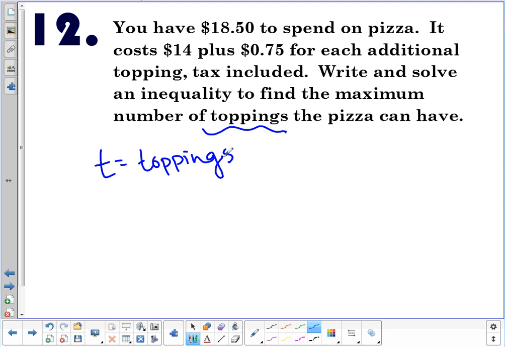So T is my number of toppings. Be careful when you use T. Some people just like to stick with X because you can see it better. I like to put a little tail on my T so that you can tell it's not a plus sign, because sometimes T's and plus signs look the same. Okay, so what's happening to the toppings?